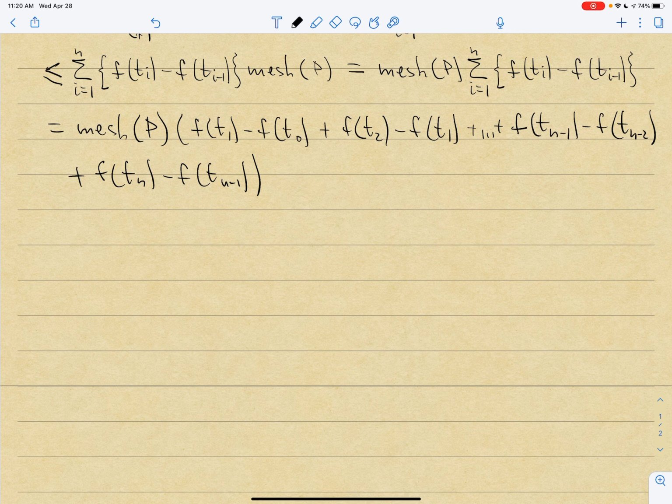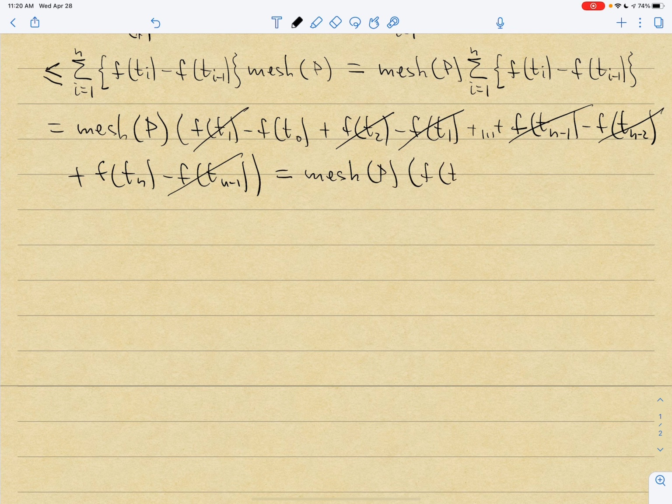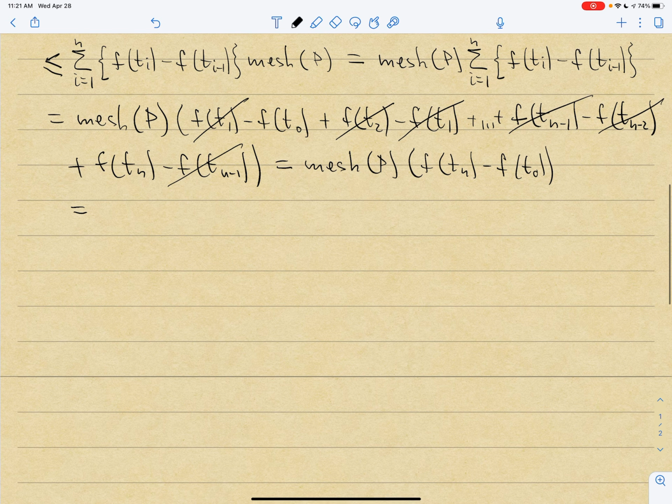Because f of t1 comes in with a plus sign and a minus sign, it will go away. f of t2 comes in with a plus sign and minus sign in the next expression that I'm skipping. And this is going to continue. f of t_{n-2} will cancel. The last term that will cancel is f of t_{n-1}. Again, it comes with a plus sign and a minus sign. And so the whole thing is going to compress to mesh of P times f of t_n minus f of t0. And then remember that t_n was the last point on the interval, which is b. t0 was the first point on the interval, so that is a.